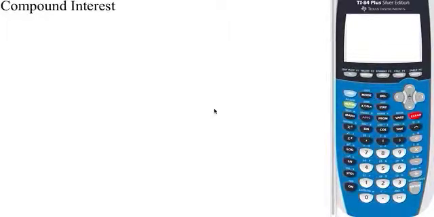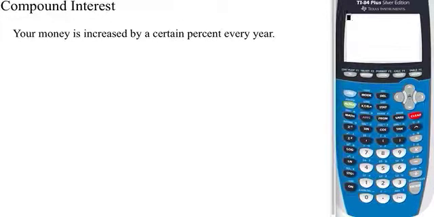I'm just going to give you a quick tutorial on how to work with compound interest if you've never done this before. Compound interest is a way that a lot of banks will calculate the interest that you've accrued on money you've left with them. The difference between compound interest and simple interest, which we talked about earlier this year, is that in compound interest, your money keeps increasing by a certain percent every year.